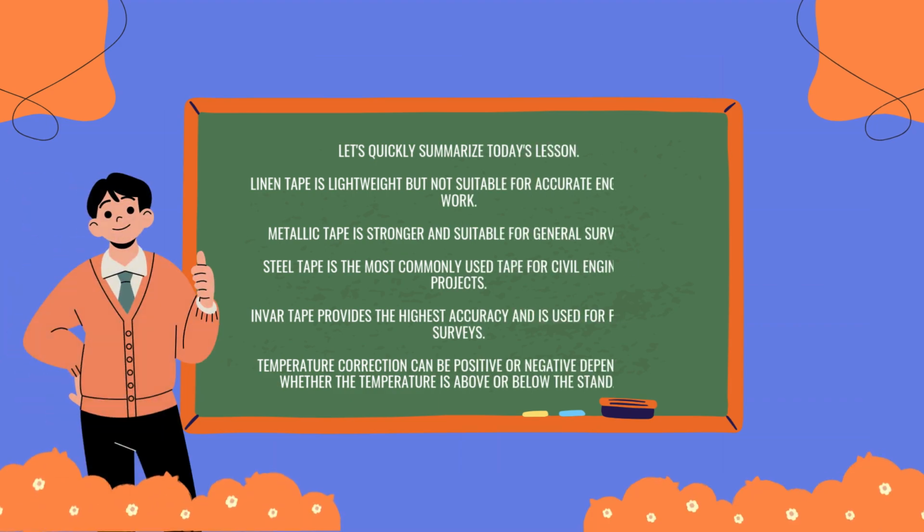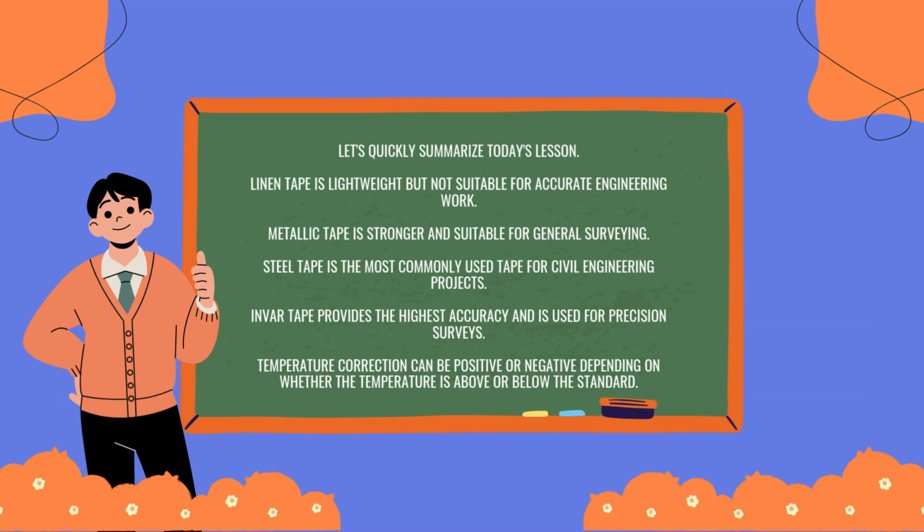Let's quickly summarize today's lesson. Linen tape is lightweight but not suitable for accurate engineering work. Metallic tape is stronger and suitable for general surveying. Steel tape is the most commonly used tape for civil engineering projects. Invar tape provides the highest accuracy and is used for precision surveys.